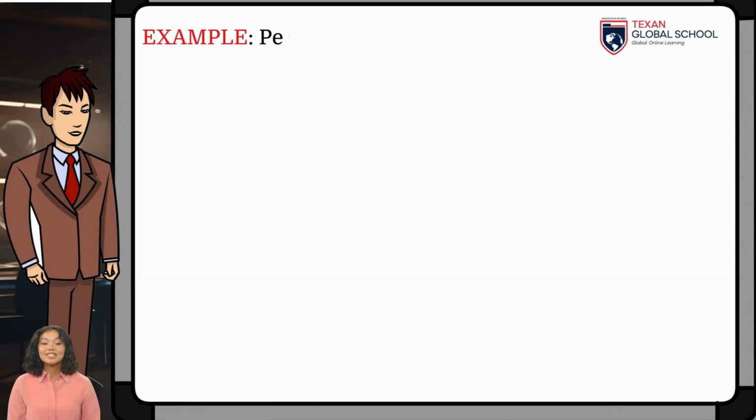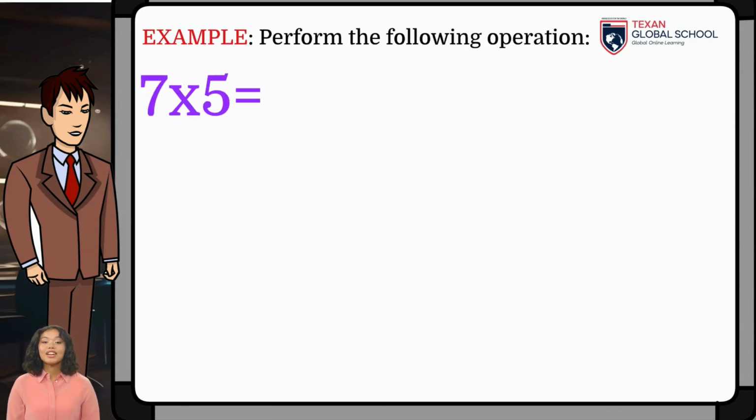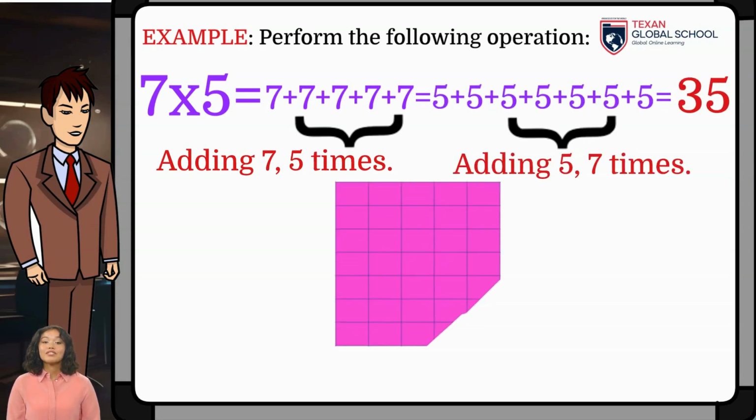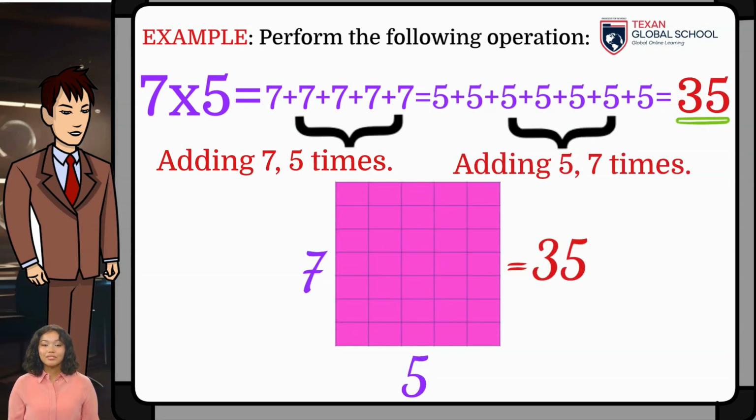Then, multiply 7 by 5. We add 7 5 times, or we add 5 7 times. Therefore, 7 times 5 is 35. The model represents 7 rows by 5 columns, so we have 35 ones. Thus, we conclude that 7 times 5 is 35.